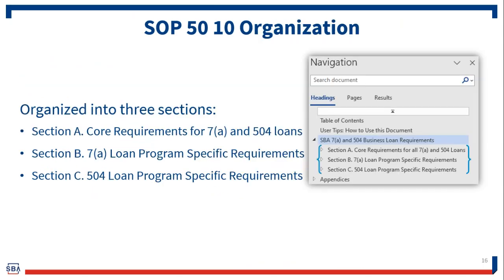SOP 5010 is organized into three main sections. Section A, core requirements for 7A and 504 loans. Section B are the requirements specific to the 7A loan program. And Section C contains the 504 loan program specific requirements.